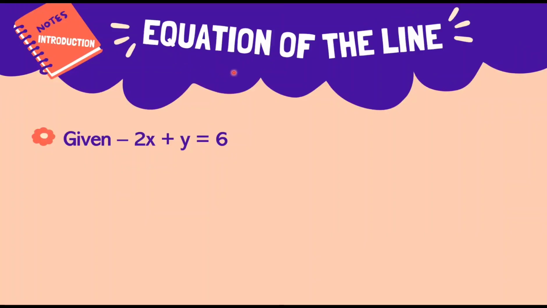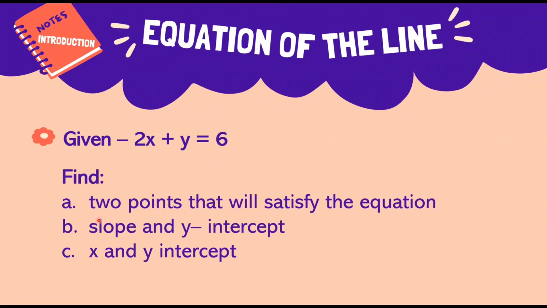Let us have the equation of the line. Okay, so on page 27 of your learning module, we have given negative 2x plus y is equal to 6. So we need to find out 2 points that will satisfy the equation. And also, we need to find out the slope and the y-intercept. So the slope is the m and the y-intercept is the b. And then lastly, we need to find out also the x and y intercept. Okay, so on our next slides, we will discuss it one by one.